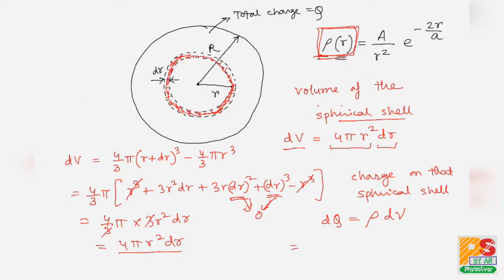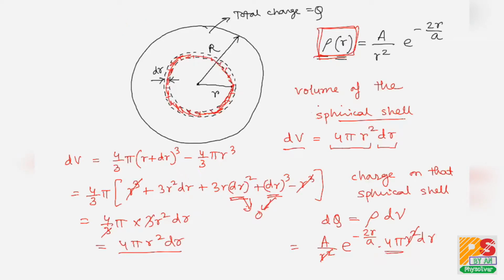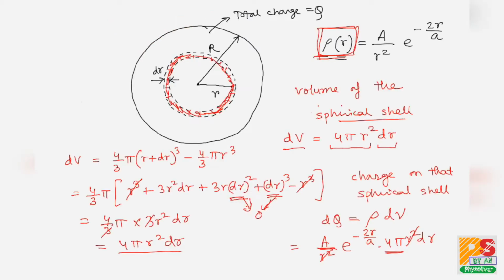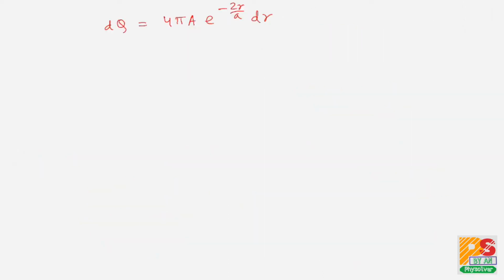So putting rho there, we get A by r square e to the power minus 2r by a into 4 pi r square dr. R square goes out. Therefore we get dq equals 4 pi capital A e to the power minus 2r by a into dr. You can verify this answer. This is the charge enclosed in that spherical shell only.